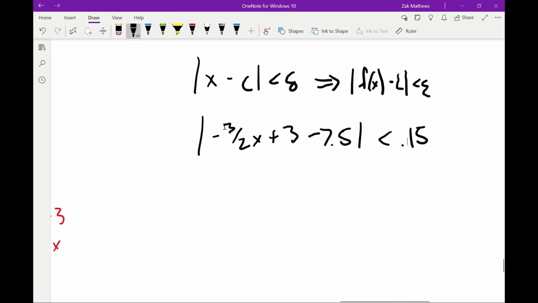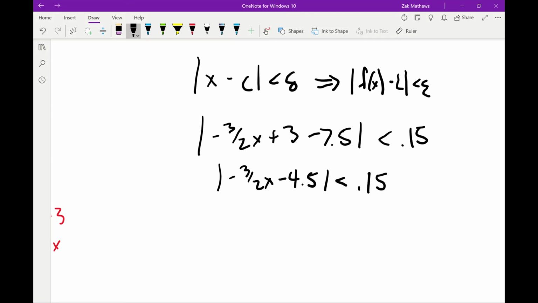Because this is what we're trying to show, we're starting with that, and we're going to work backwards to find the number that will guarantee us the result that we want. We're kind of cheating in a way, not really cheating, because we're just trying to get to what we want to show. But we're taking the answer, what we want to show, and we're using that to develop the conditions that must be met. So I'm going to start by just simplifying the inside of this absolute value. -3 halves x minus 4.5, less than 0.15.